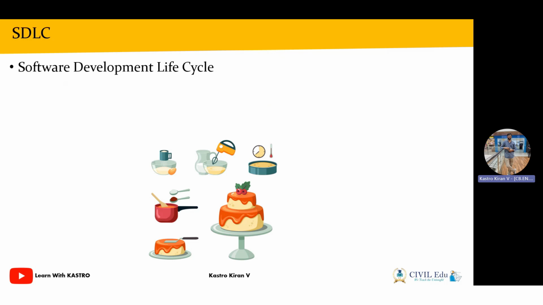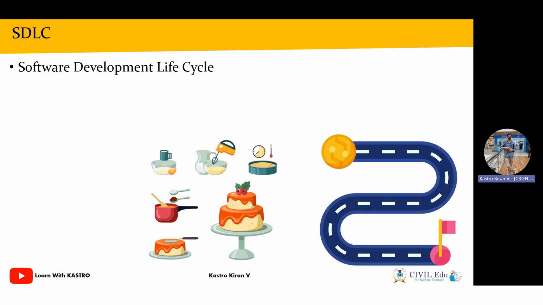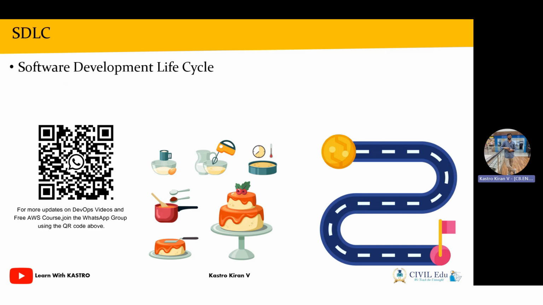The cake is our output, and the materials that are required to prepare the cake are the entire requirements of the project. So here the cake is our project, and the gathering of all the requirements and preparation of the cake is the final output. Now this entire process is called the software development lifecycle. In simple terms, it is basically a roadmap to get the final output for our project.